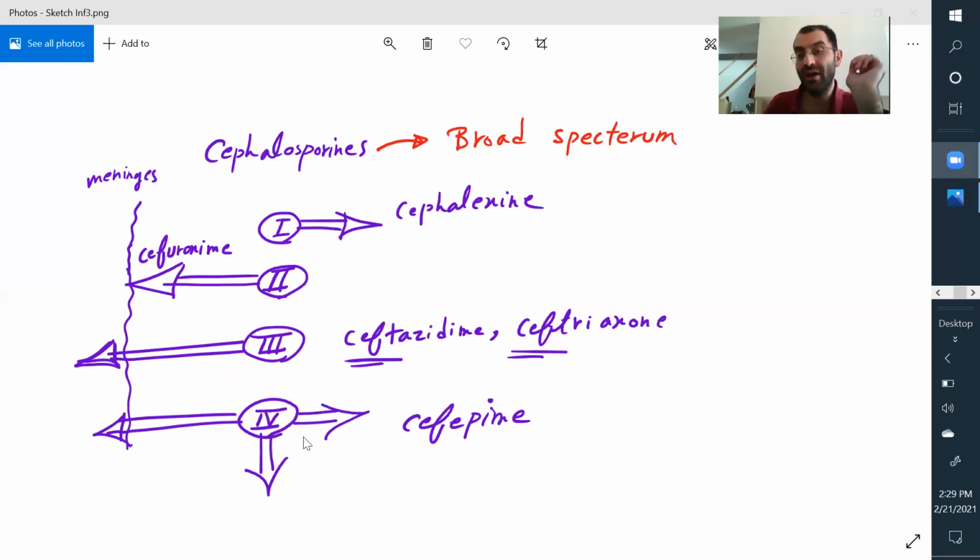Cefepime is quite broad spectrum, covering good gram-positive coverage, good gram-negative coverage, and to some extent, it can cover anaerobes as well. We have fifth generation and this kind of stuff, too much for our exam. Everybody is clear with cephalosporins, guys? Cephalosporins clear. Cephalosporins 3, cephalosporins 2, cephalosporins 1, and we are moving on.